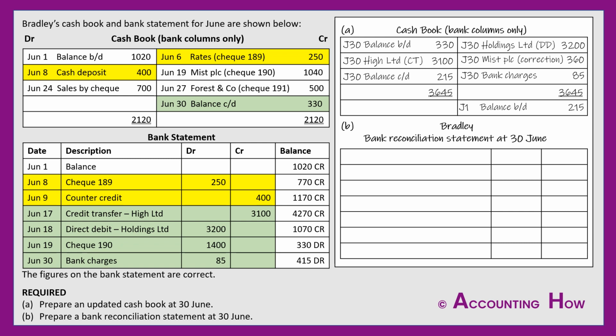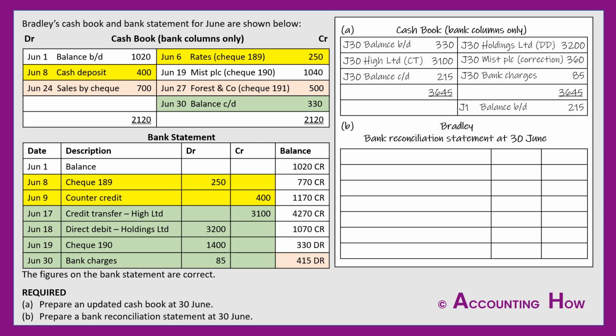Okay, let's have a look at part B. So part B is to prepare the bank reconciliation statement. I've put the title, Bradley, who it's for, what it is, and then the date at the 30th of June. And now I'm going to work the other way around.